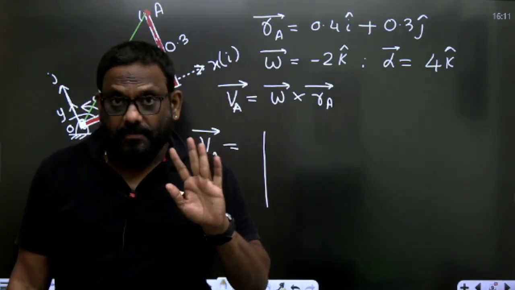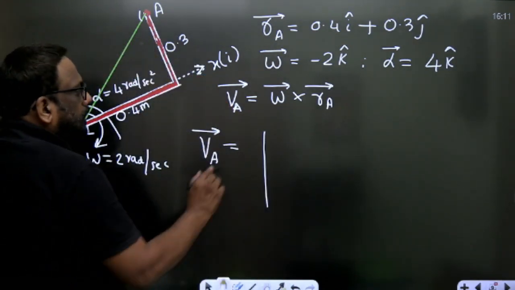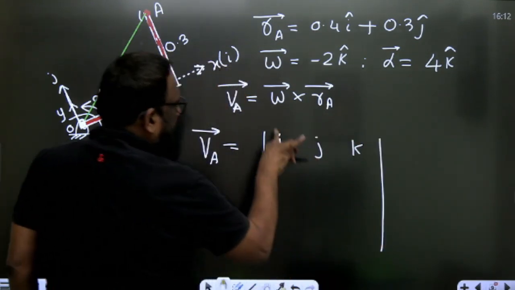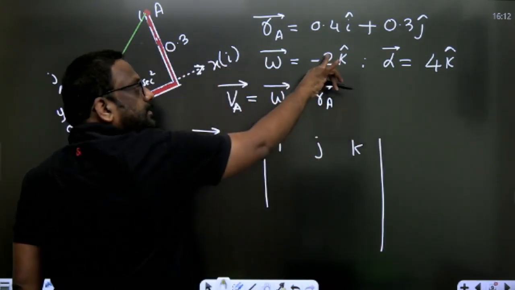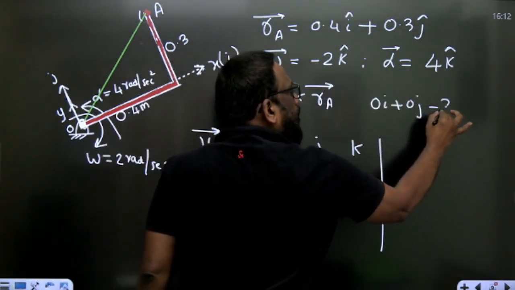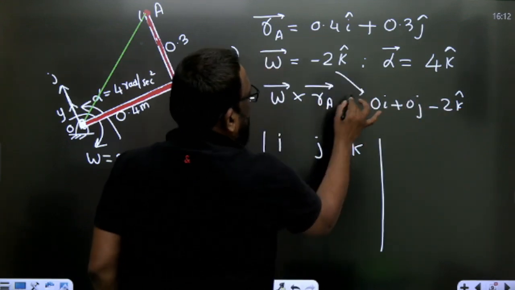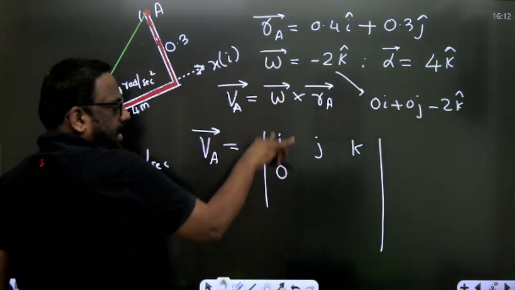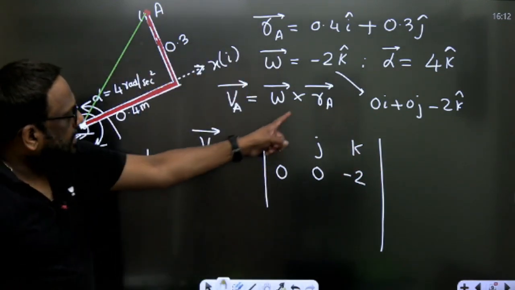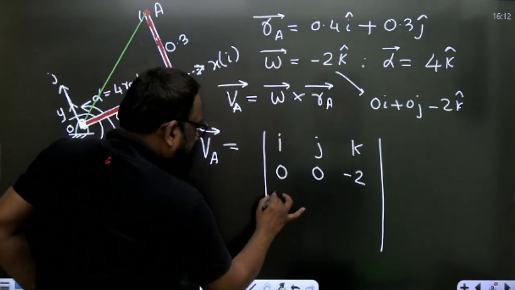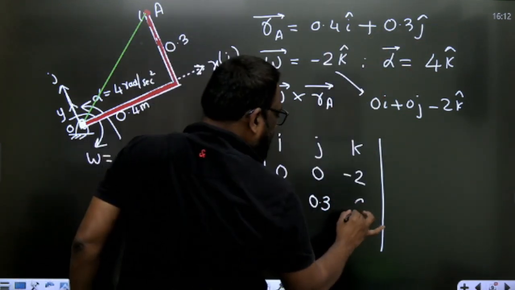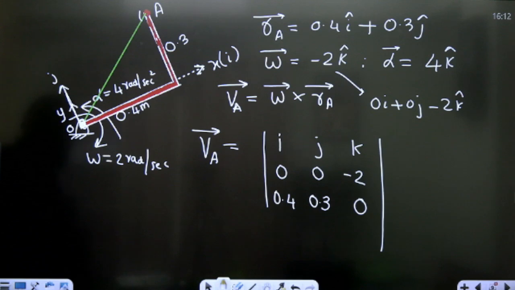Okay, listen carefully now. Omega, this is the i j k omega. What is omega, sir? Omega can be written as 0i plus 0j minus 2k. So first write 0i, 0j, then minus 2. Then r, what is r? i, j, no k. I think now you can multiply this very easily.